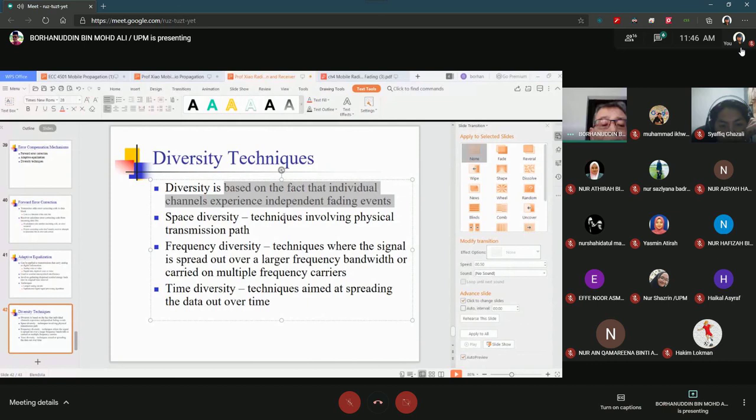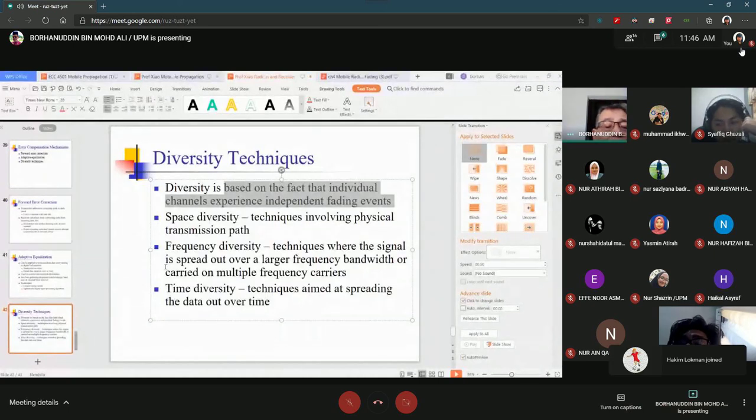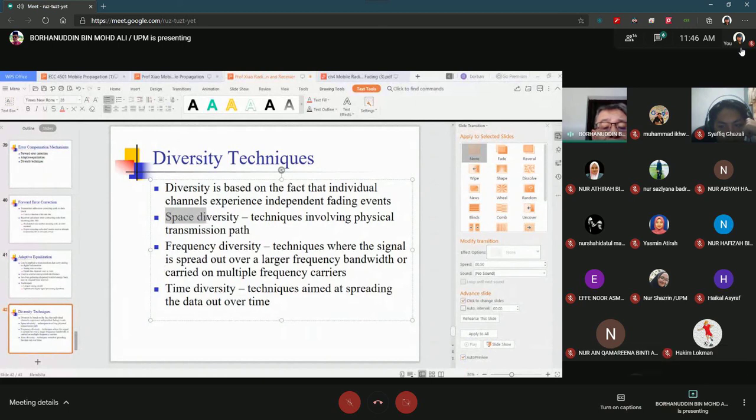So diversity uses different parameters to transmit the same signal, so that when they arrive at the receiver, the probability of all the signals being impaired or lost is minimal, is small. Okay, so there are here three types: space diversity, meaning they send using more than one transmitter or antenna, so that they can experience different physical transmission paths.